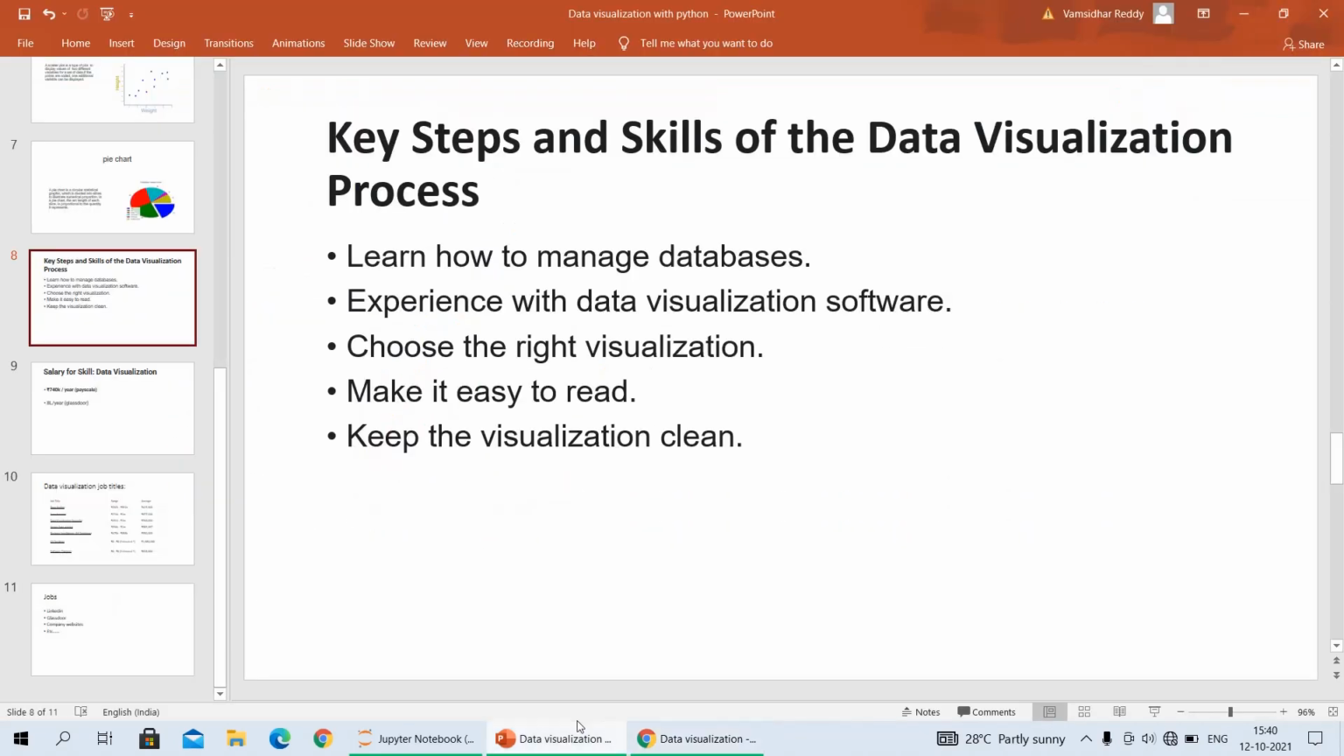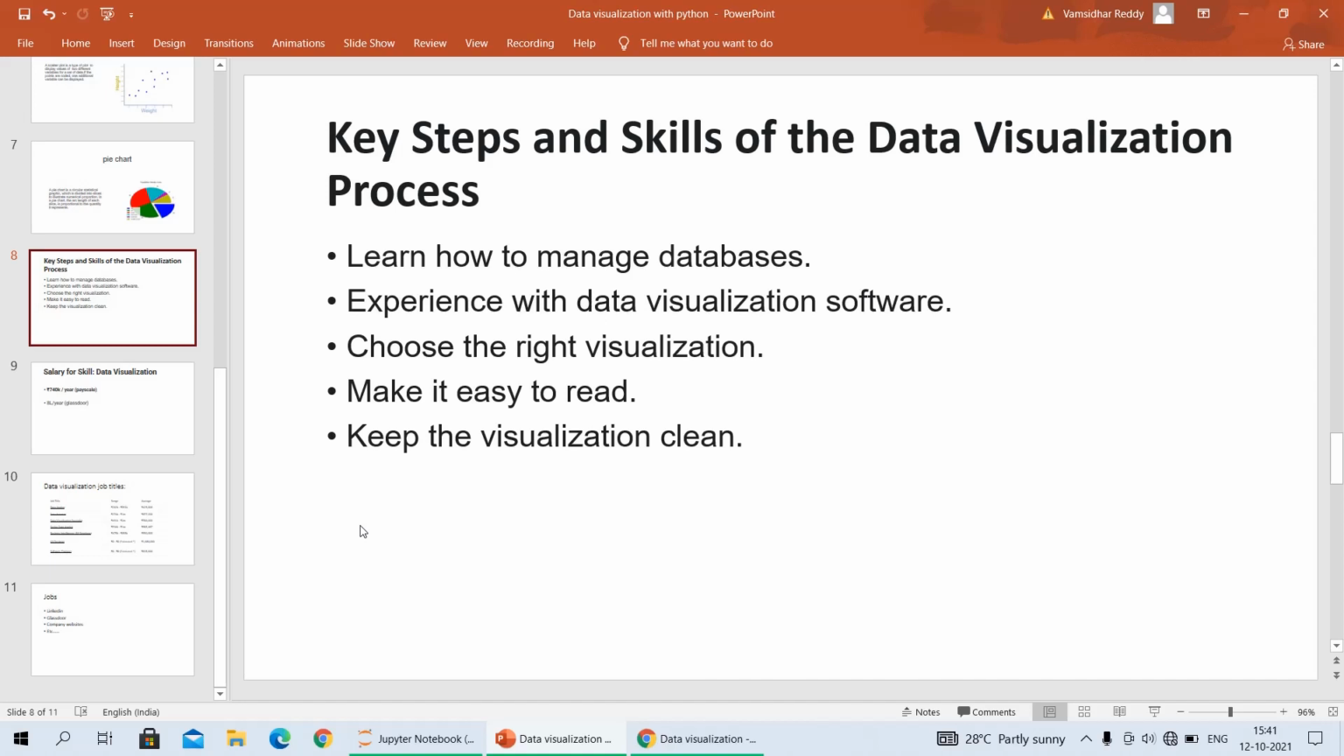Now I will show you how to get a job in data visualization, just some basic things. After that, I will make one separate video on data visualization for your career guidance path. In this video I will just give you a brief on how to develop your skills, what the basic salaries are, what the job titles are, and where you can get the jobs.